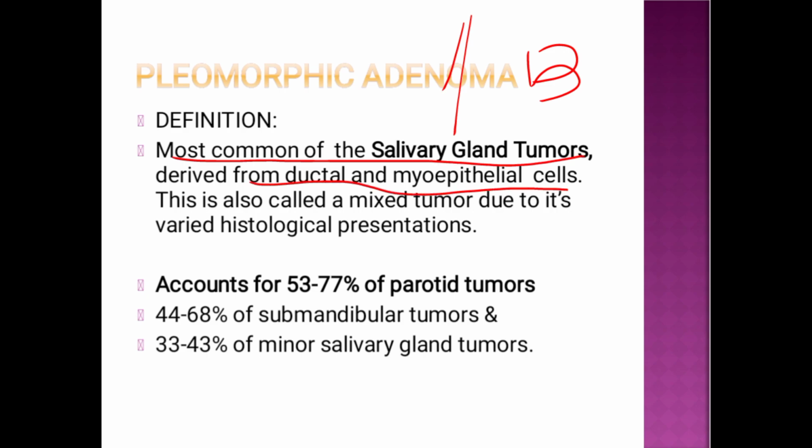of ductal and myoepithelial cells. It is a mixed tumor. You will get to know why we call it a mixed tumor. The parotid gland is involved. Then you have submandibular. Then the minor salivary glands are involved.